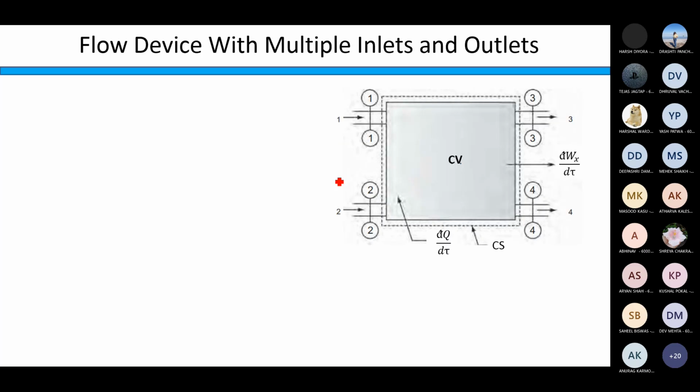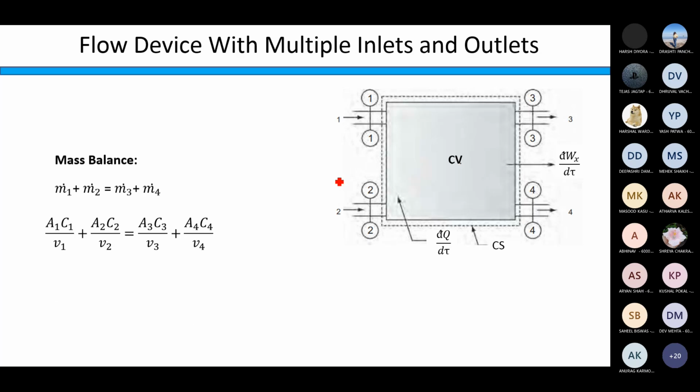Flow device with multiple inlets and outlets. Just now I was talking about this situation, correct? What you see in the picture is there are two inlets, section 1 and section 2, and there are two outlets, section 3 and section 4. And all those interactions are noted down in the diagram.